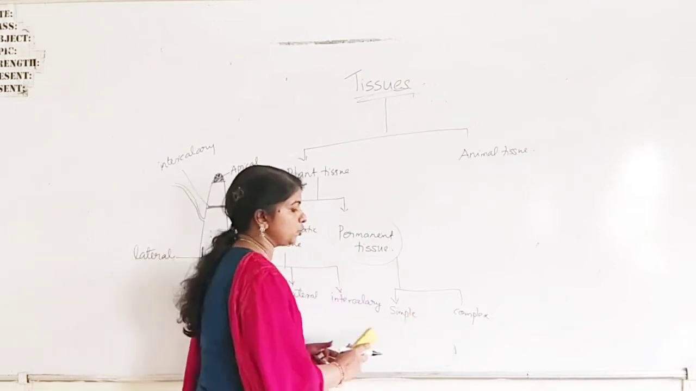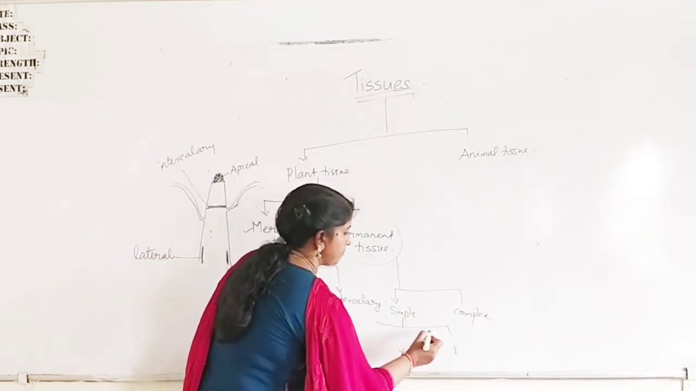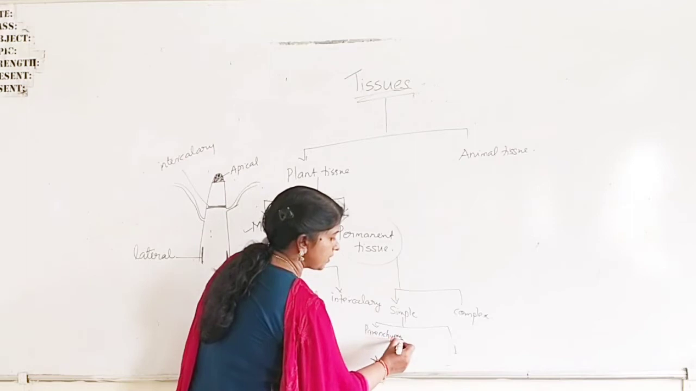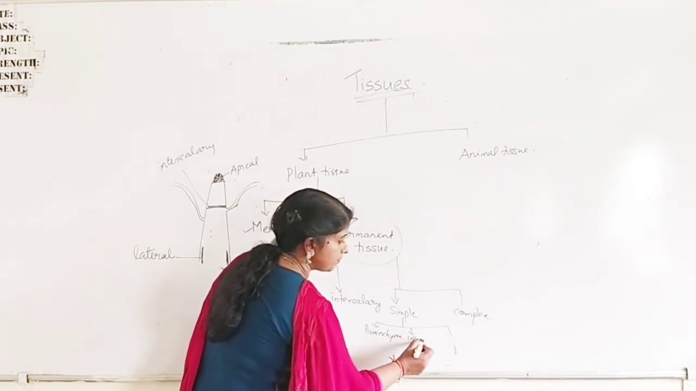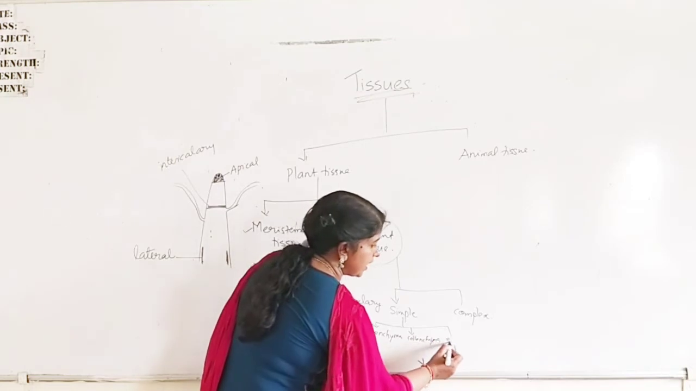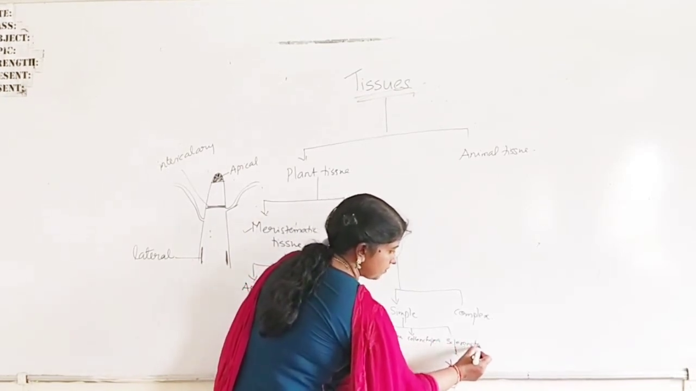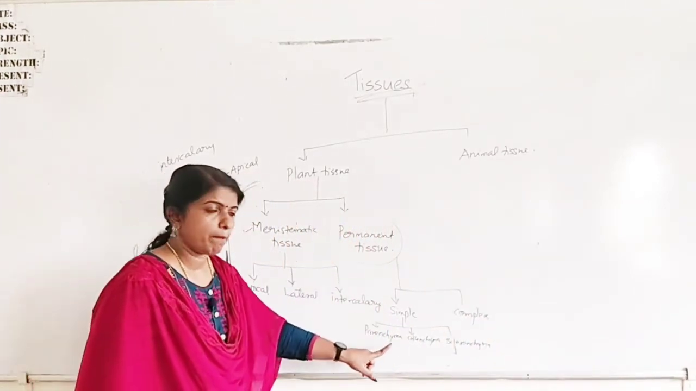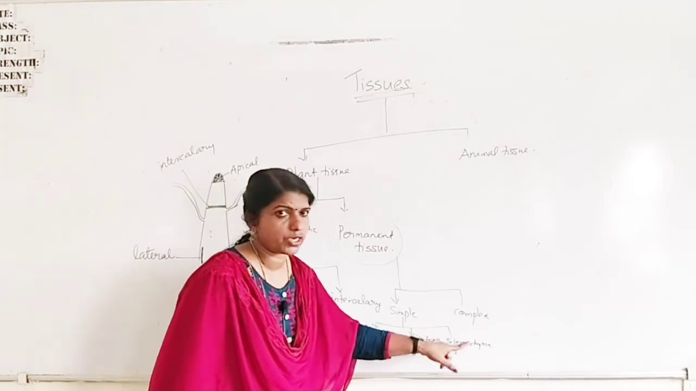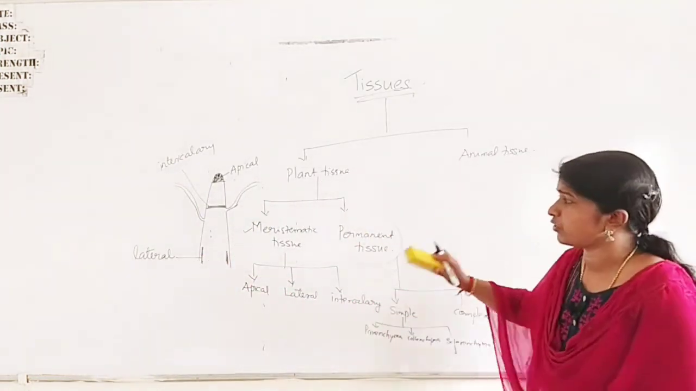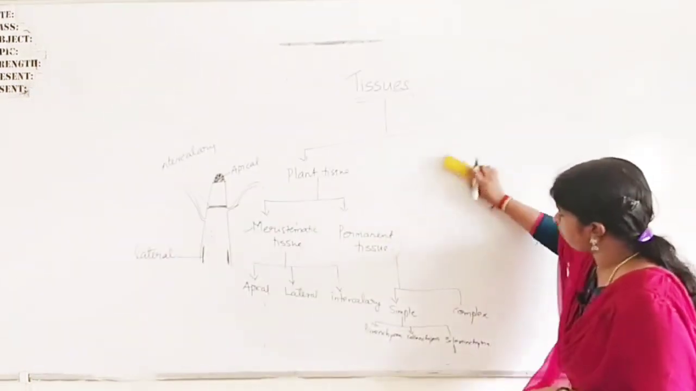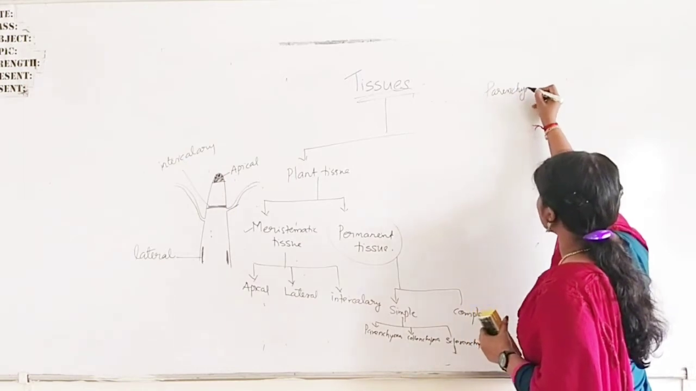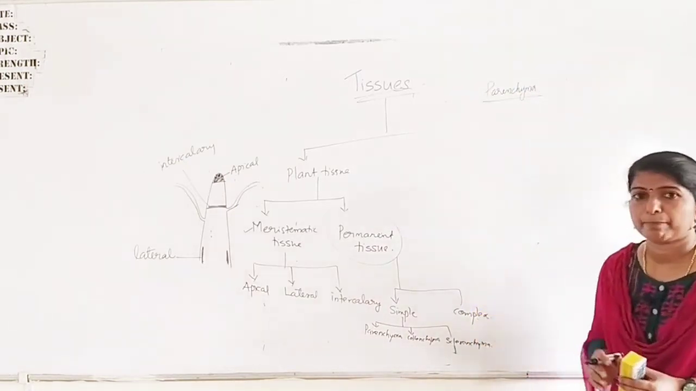This simple tissue is again divided into three. That is parenchyma, collenchyma and sclerenchyma. So simple permanent tissue are of three types: parenchyma, collenchyma, sclerenchyma. That classification is very important. First we can study parenchyma. It is one of the simple permanent tissues.